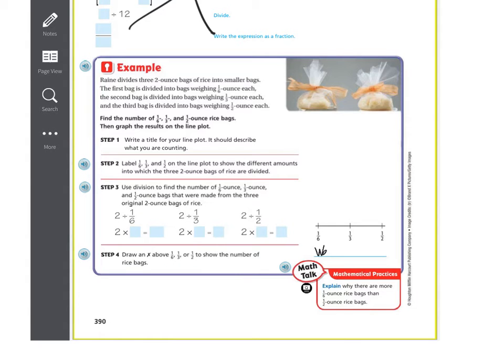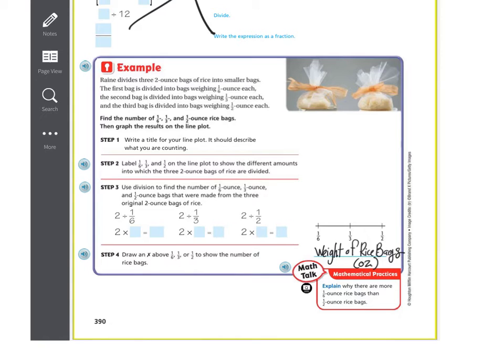Weight of rice bags. And it's in ounces, so you want to make sure that we're doing that. Okay.